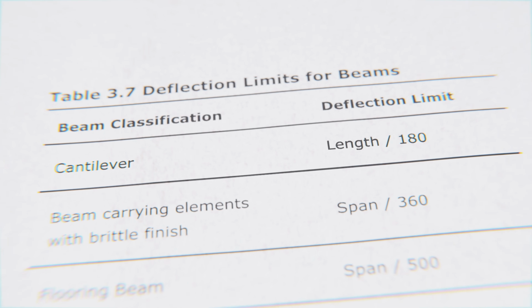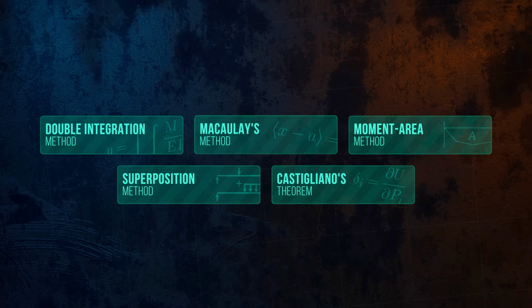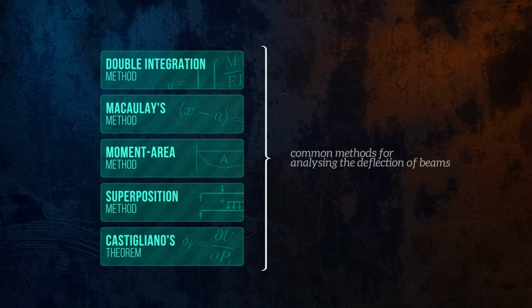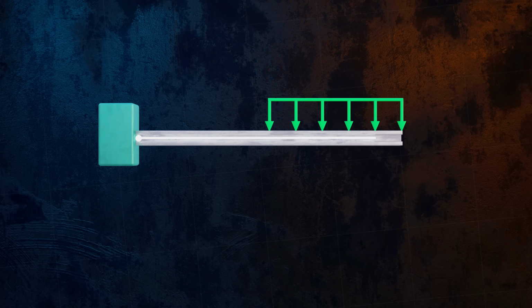There are quite a few different approaches that can be used to do this. I'll cover 5 of the more common methods in this video. All of these methods make the same important assumption, which is that deflections are small and stresses remain in the elastic region. For this reason, the deformed shape of the beam is called the elastic curve.